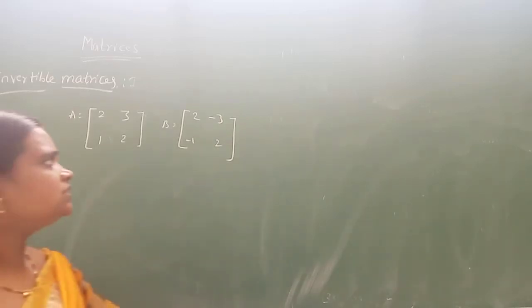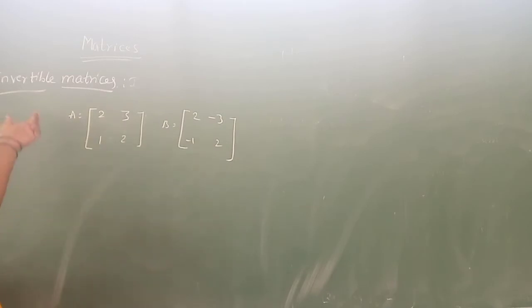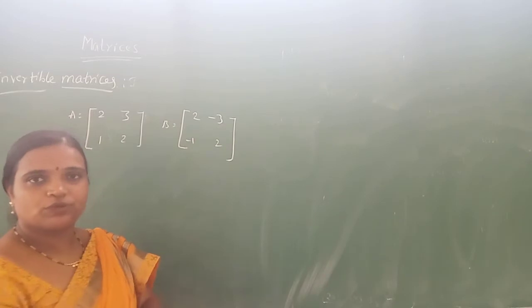Hello students. Today we discuss invertible matrices. Before starting the definition of invertible matrices, let us solve an example. Let matrix A be [2 3; 1 2] and matrix B be [2 -3; -1 2].